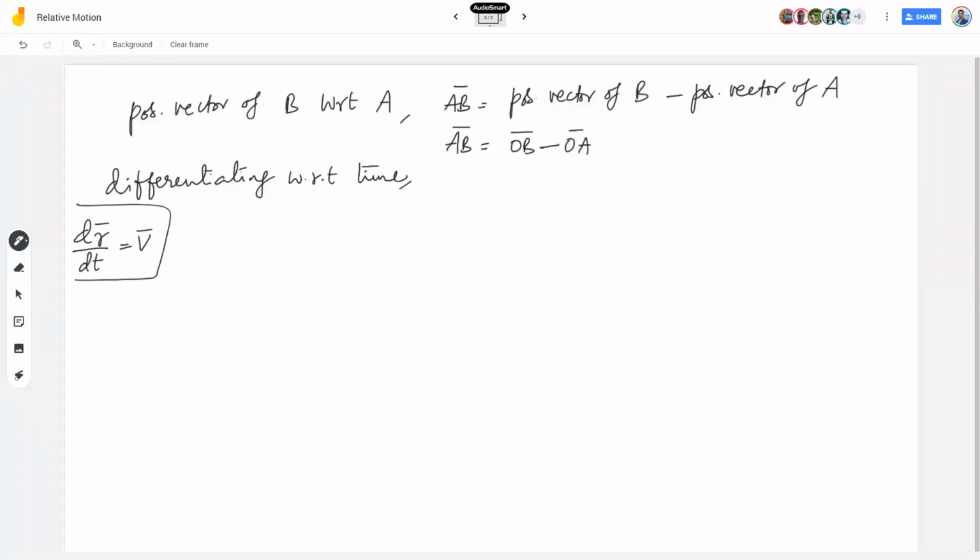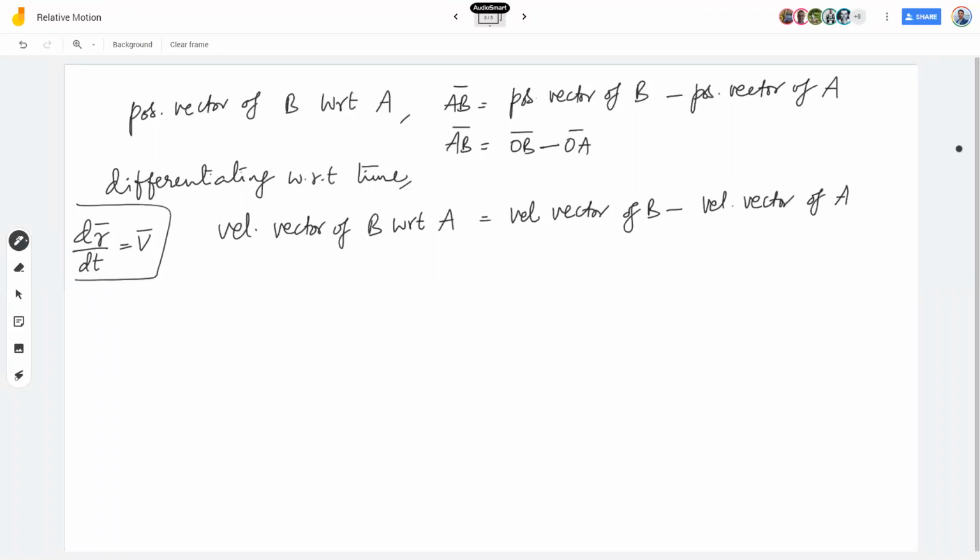So if I differentiate the whole expression, I will get velocity vector of B with respect to A is equal to velocity vector of B minus velocity vector of A. If you want to write it in symbols, symbol is our choice only. For relative velocity, they write V, B, comma A as subscript. V, B, comma A means velocity of B with respect to A.